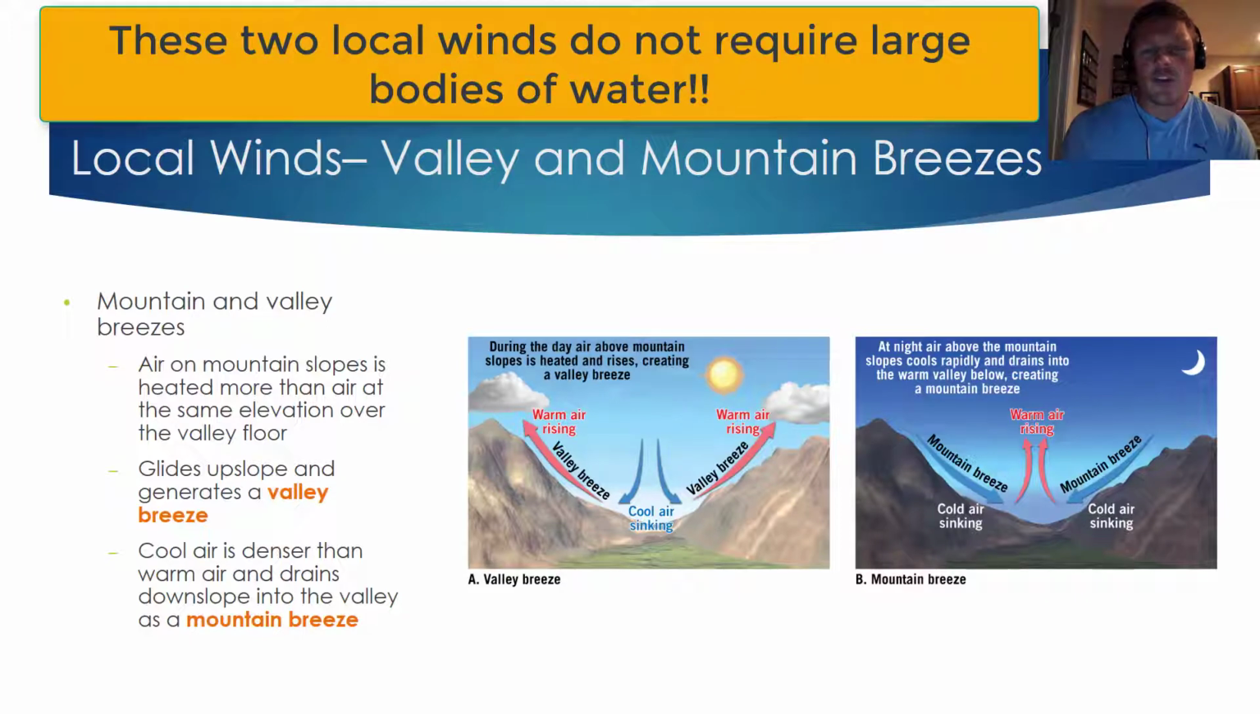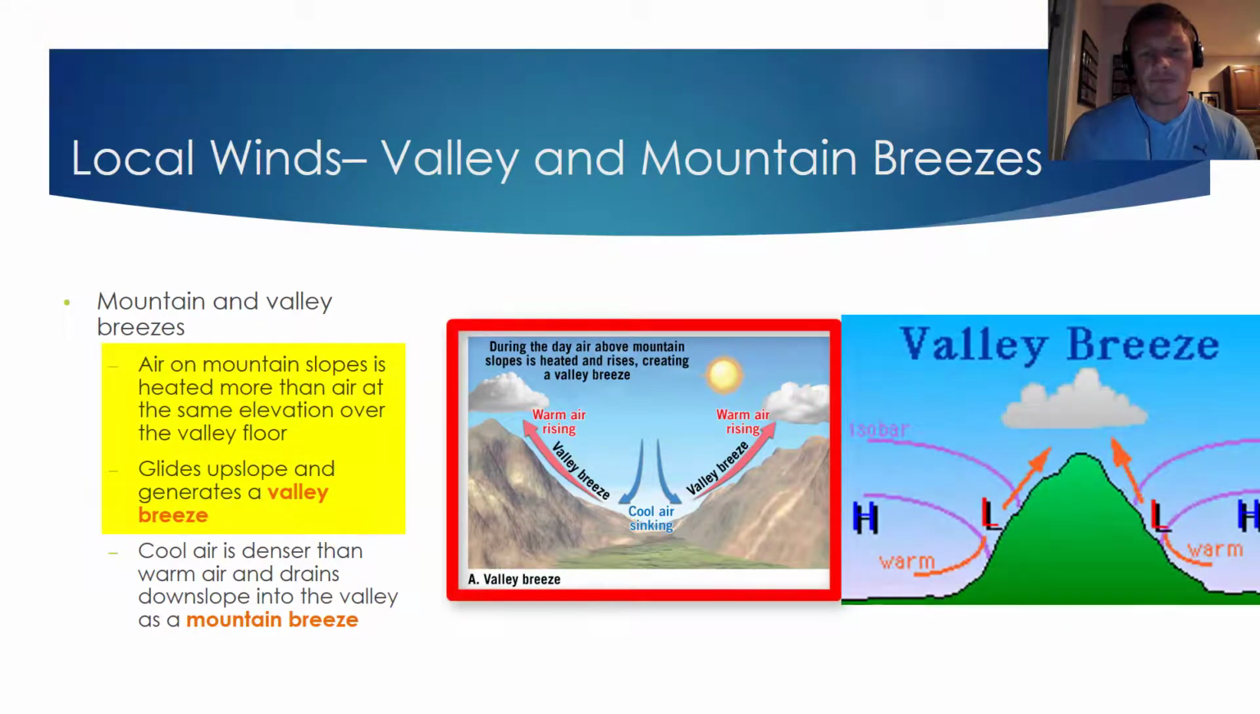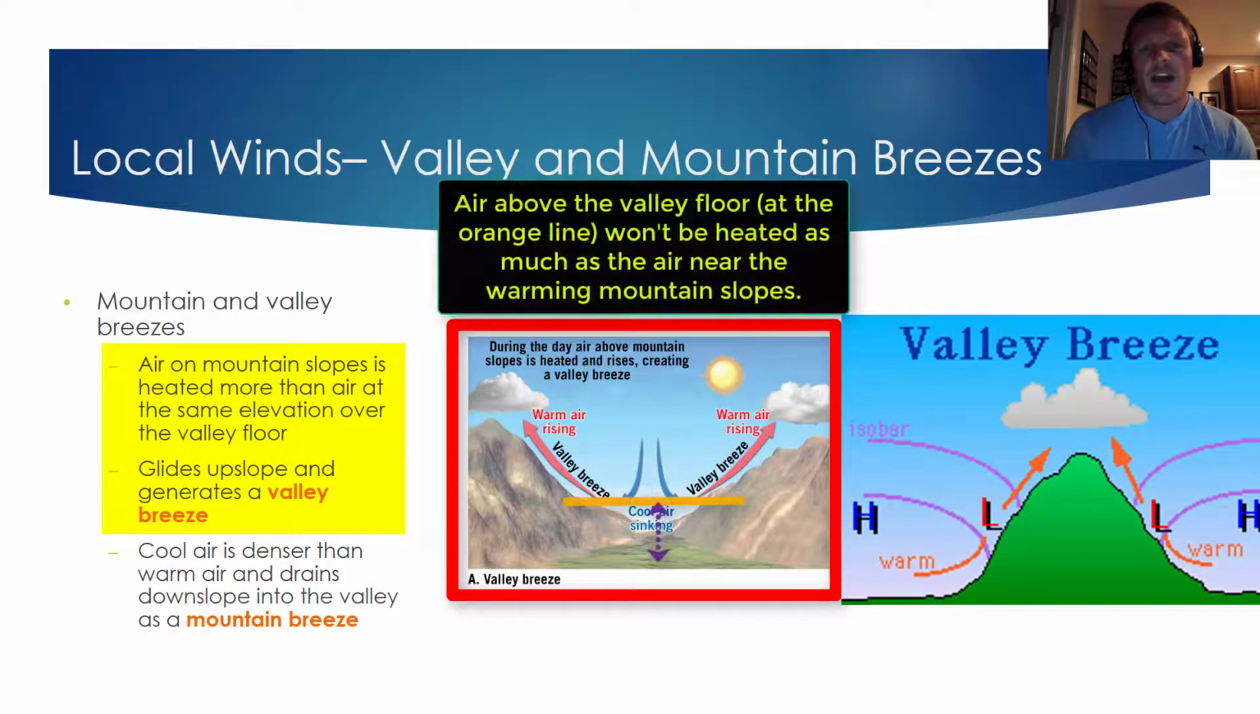The final 2 types of local winds that I'm going to overview are valley breezes and mountain breezes. Let's start off by looking at the valley breeze. During the daylight hours, solar energy will heat the mountain slopes. And if you look at air at the same elevation over the top of the valley floor, that air won't be heated as much, because that air sits higher than the valley floor. But the air sitting just over the top of the mountain slopes will be heated, it will expand, and then it will rise up the sides of the mountains.